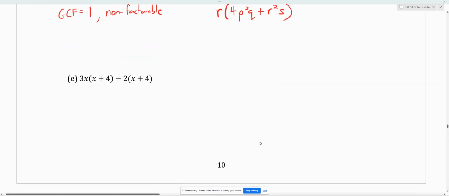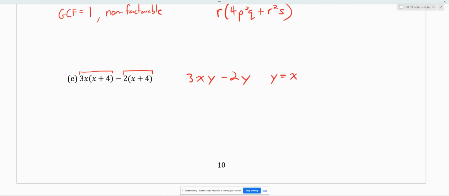And finally, let's finish off this lesson. It looks a little different, but I want to emphasize that this is actually two terms if you think of the brackets as just being a value. I could rewrite this as something like 3x times y minus 2 times y. That's the exact same thing if I say y could equal x plus 4. So don't let that throw you off. These are two terms. It is 3x times a thing. It is negative 2 times a thing.